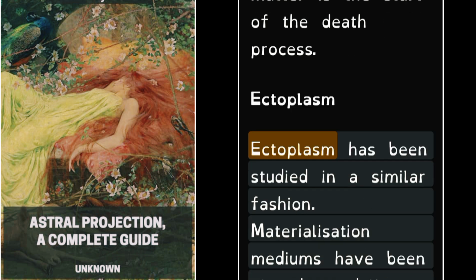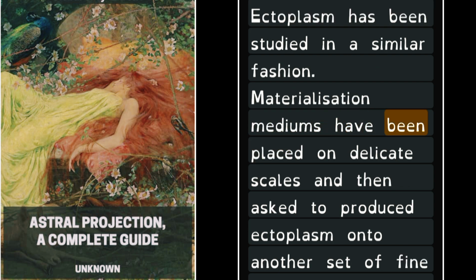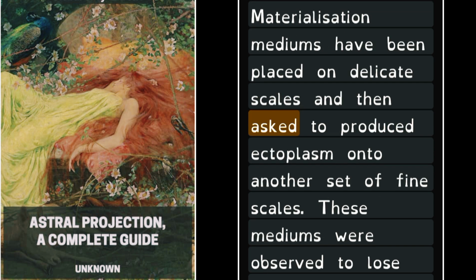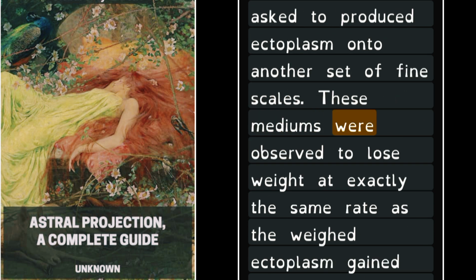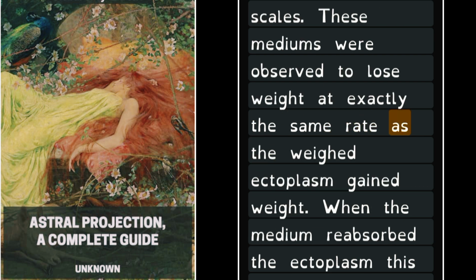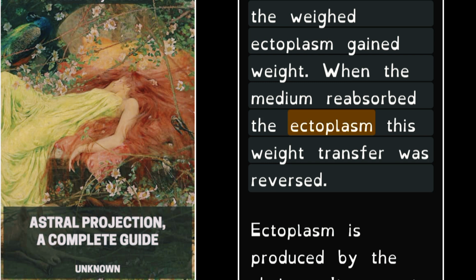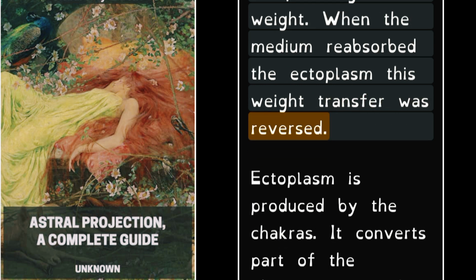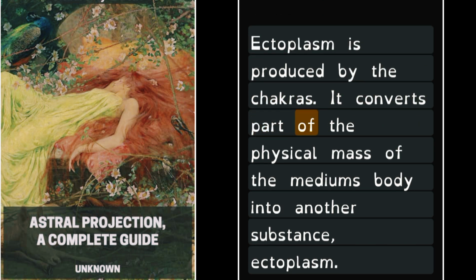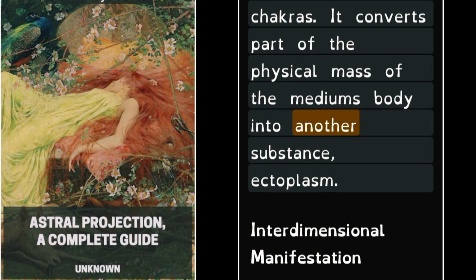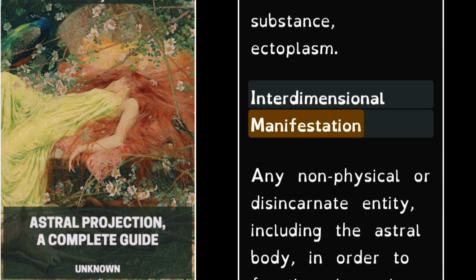Ectoplasm. Ectoplasm has been studied in a similar fashion. Materialization mediums have been placed on delicate scales and then asked to produce ectoplasm onto another set of fine scales. These mediums were observed to lose weight at exactly the same rate as the weighed ectoplasm gained weight. When the medium reabsorbed the ectoplasm, this weight transfer was reversed. Ectoplasm is produced by the chakras. It converts part of the physical mass of the medium's body into another substance, ectoplasm.